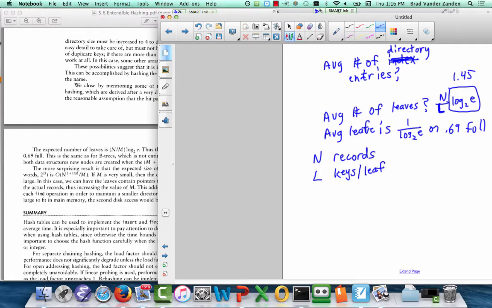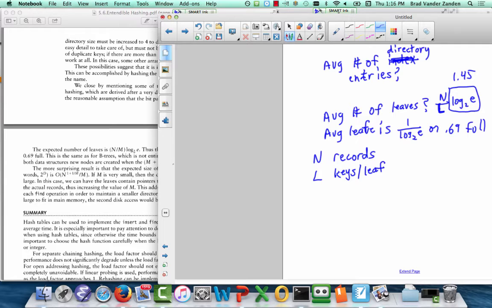Turns out that if you do that same analysis for B+ trees, that number is almost identical in terms of fullness. So also, they tend to be about 0.69 full, which makes sense because in both cases, we split when the leaf is full and we split the leaf in half. So it makes sense that they come out to be roughly the same level of fullness in either a B+ tree or an extendable hash table.